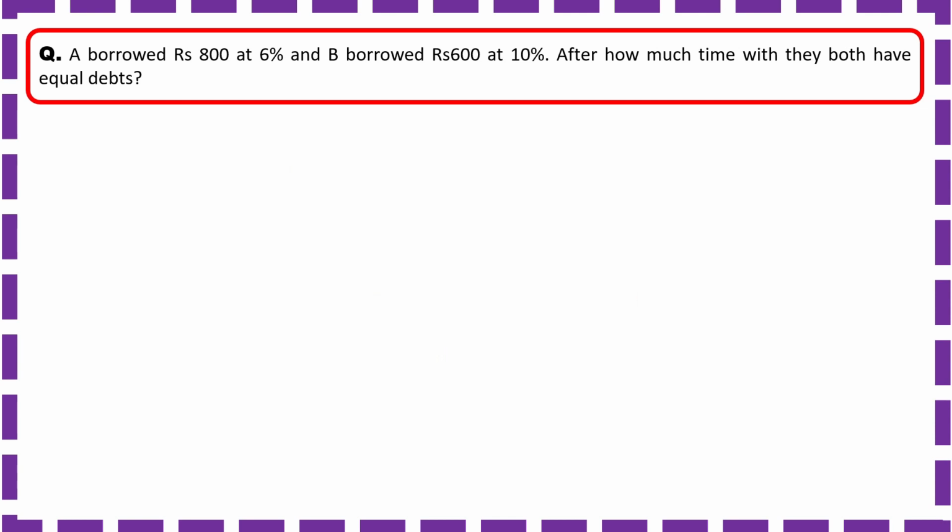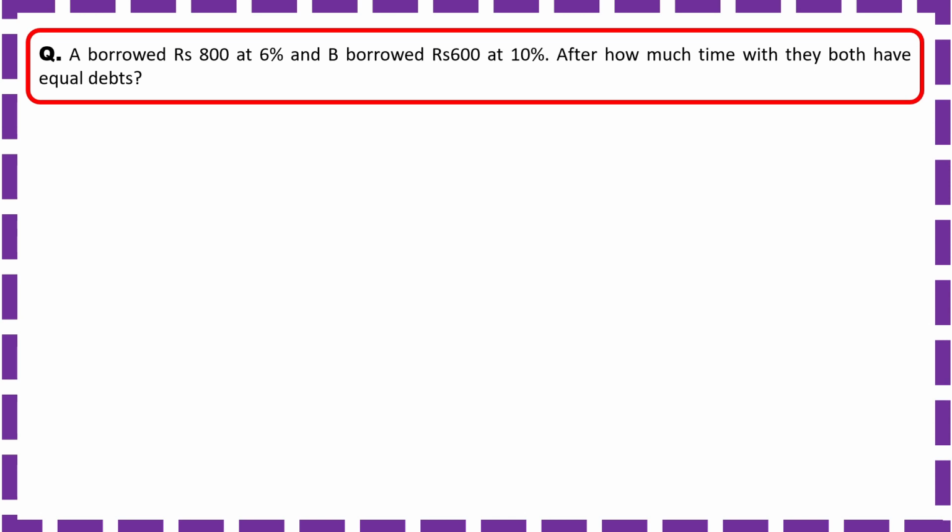A borrowed rupees 800 at 6% and B borrowed rupees 600 at 10%. After how much time will they both have equal debts? A borrowed rupees 800 at 6% per annum. At the same time B borrowed rupees 600 at 10%. After how much time will they both have equal debts?